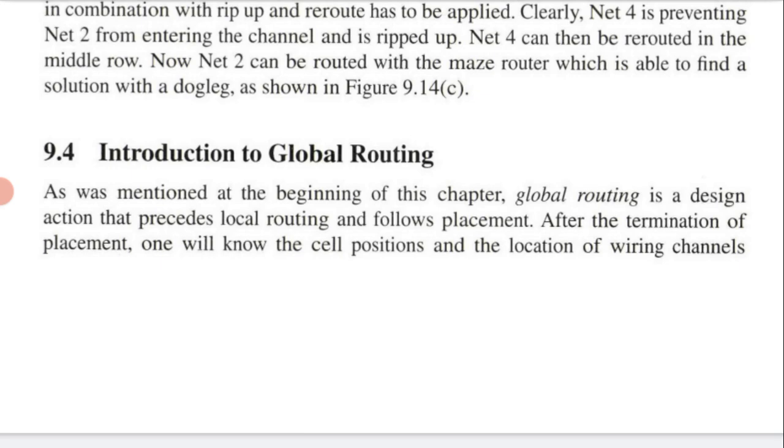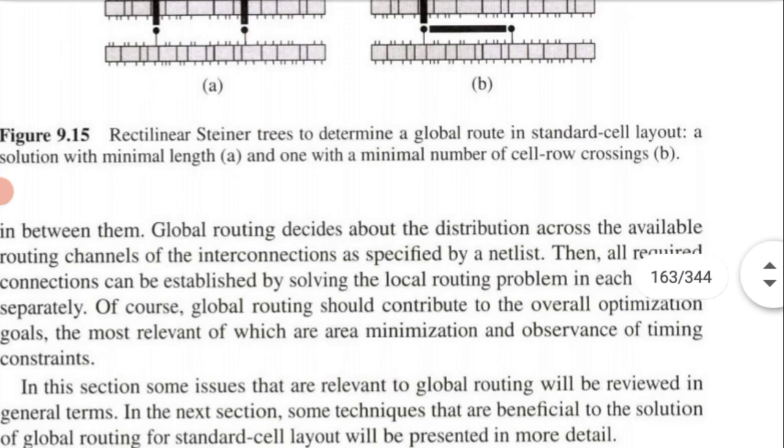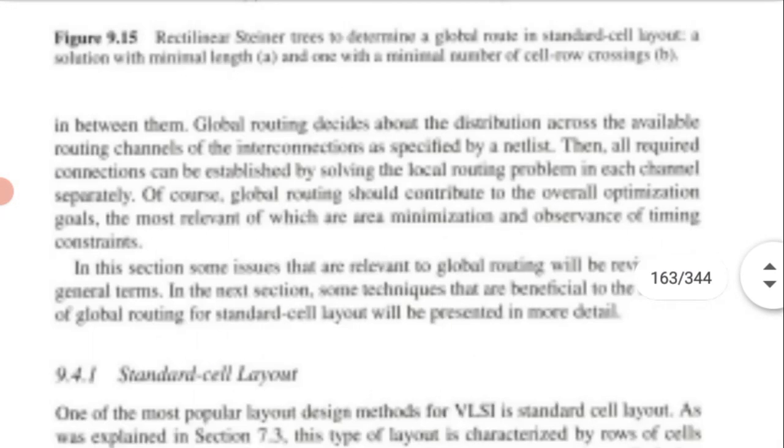It will contain the pins on all four sides. So these are the types of regions that are available for the global routing purpose. It is a design action that precedes local routing and follows the placement problem. It decides the distribution across the available routing channels of the interconnections as specified by the netlist. It decides through which way the interconnections will be made, and all of that is discussed in global routing.